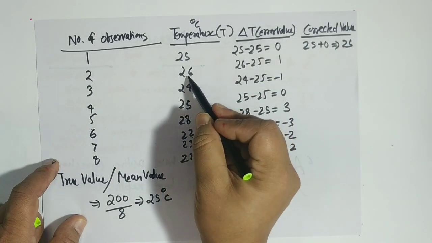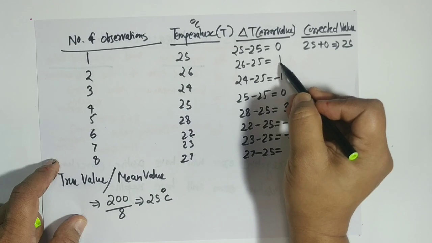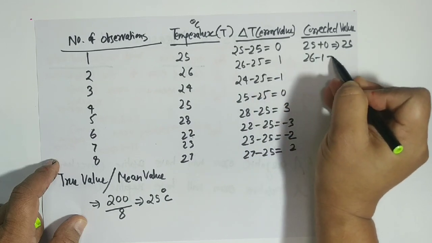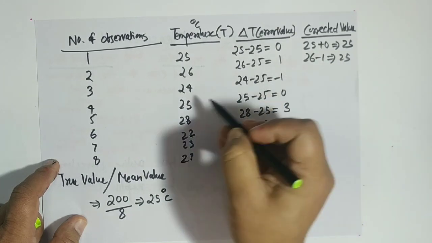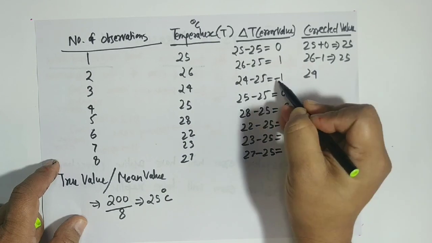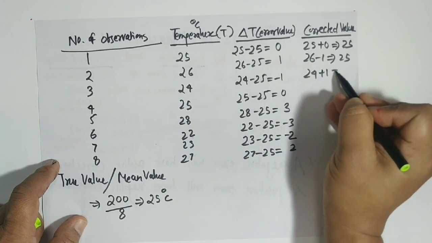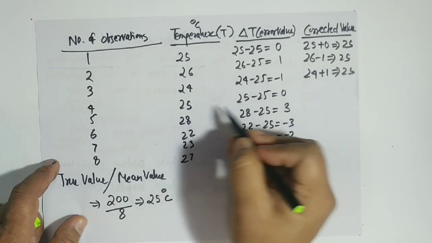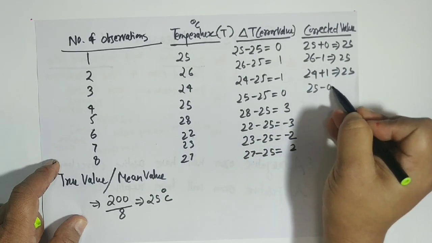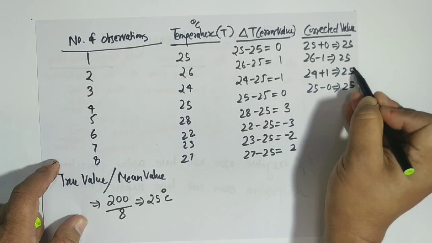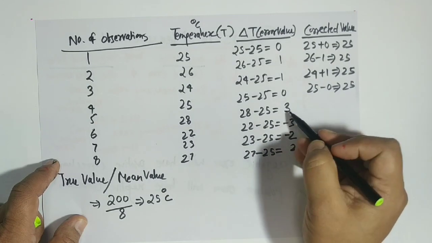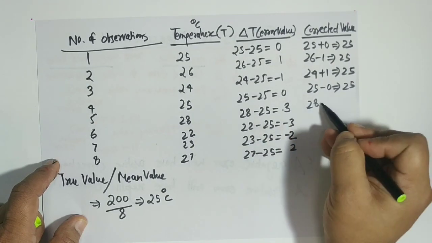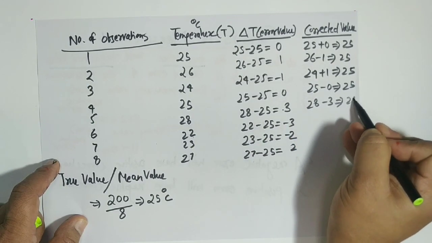Then here you are having 26, but it is what? Positive error, so you will do a negative correction, it will be 25. Then here 24, here the error is minus 1, you will do plus 1, then you will get 25. Here 25 minus 0, no problem, 25. Are you getting it or not? And there 28, and it is a positive error, so you will do a negative correction, again 25.